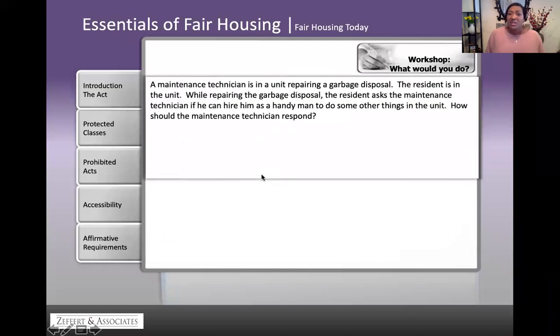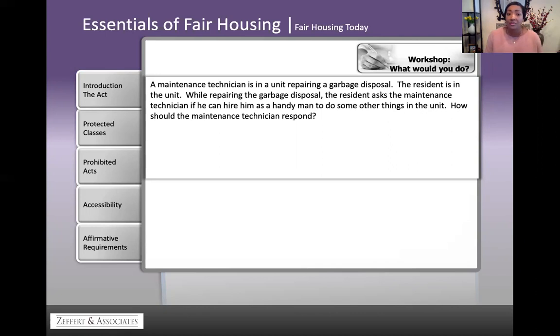The next question, or next workshop, says, and we're on page 10 still, a technician is in a unit repairing a garbage disposal. The resident is in the unit. While repairing the garbage disposal, the resident asks the maintenance technician if he can hire him as a handyman to do some other things in the unit. How should the maintenance technician respond?